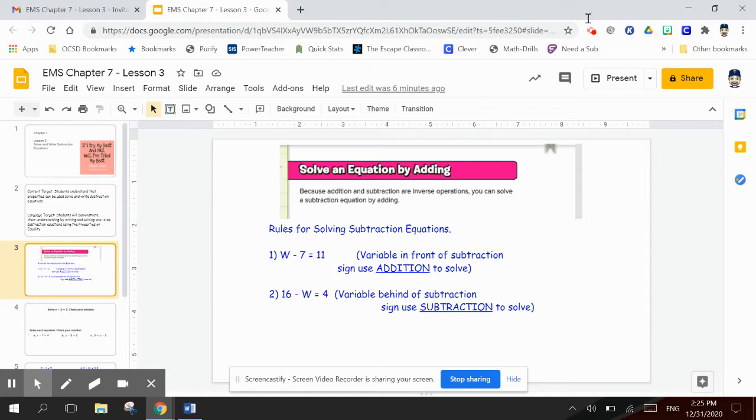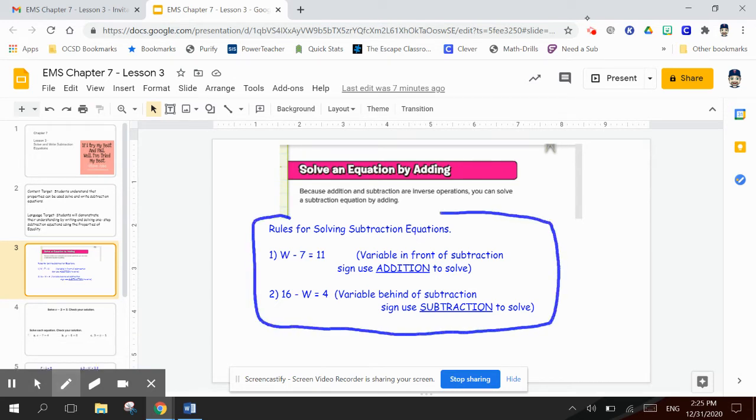Whereas in example 2, the variable is after the subtraction sign. If it's behind the subtraction sign, we're going to use subtraction to solve. This information is very important. You want to make sure you've stopped the video and write this down.